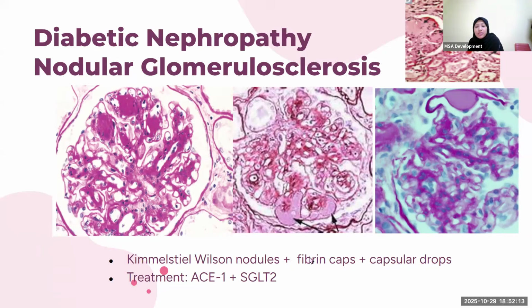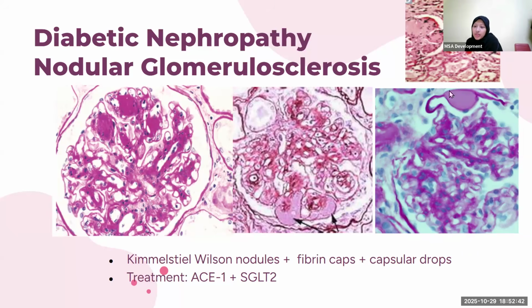And there are some things called fibrin caps and capsular drops. I'll try to explain that, but basically, because of these nodules, this accumulation of fibrin, they sometimes form caps. So very distinct structures capping the glomerulus. So this is fibrin caps and capsular drops as well. Now, again, wait, sorry, yeah.